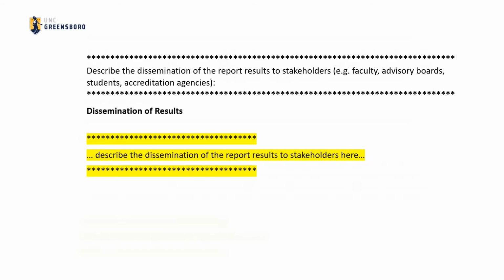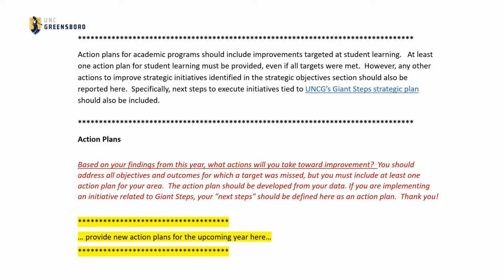In this last section of the template, the user shares what action plans they intend to execute in the upcoming academic year. You must include at least one action plan for the upcoming year. It's also important to note that an action plan should be created to address all outcomes and objectives for which a target was missed. Also, please note it's not uncommon for action plans to be carried forward from the previous year. As stated earlier in this tutorial, assessment and accreditation staff will handle copying carried over action plans from the action plan follow-up section at the top of the template into this section for you.